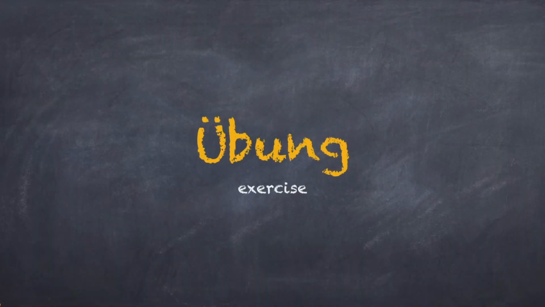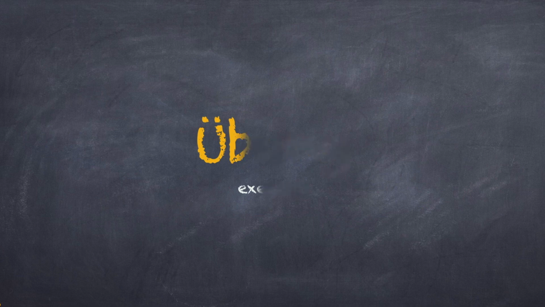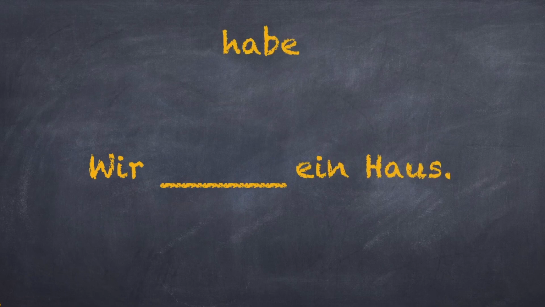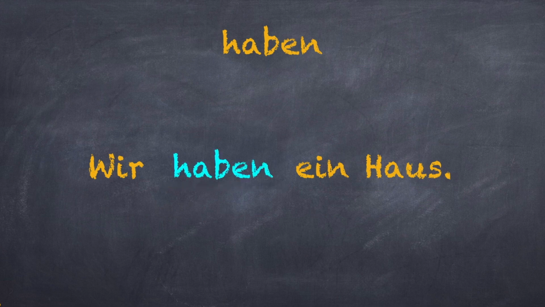Now it's time for an exercise. Übung. You have to conjugate the verb and fill in the blank. Here's the first one. The verb is haben and the subject is wir. So your answer should be Wir haben ein Haus.